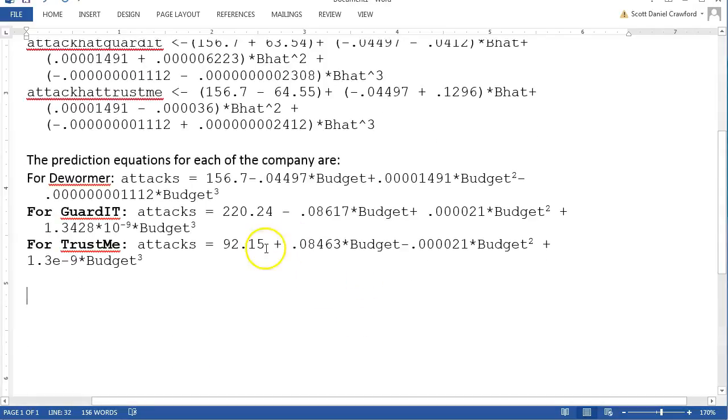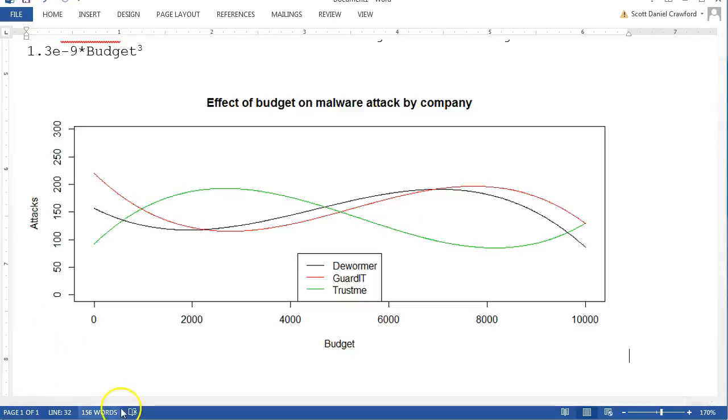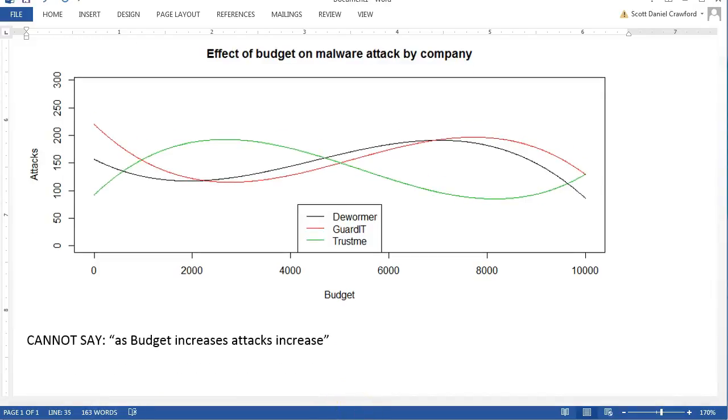For most clients, this still doesn't help them understand the effect of budget and attacks. But this picture right here is going to be worth its weight in gold. I'm going to try to leave it where you can see it in the video for obvious reasons. You can't say as budget increases, attacks increase. And this really emphasizes why that's only true here for Dewormer and Guard IT, and it's only true here and here for Trust Me. This is a way oversimplified sentence.